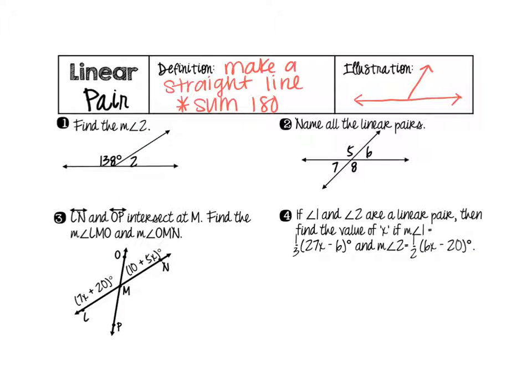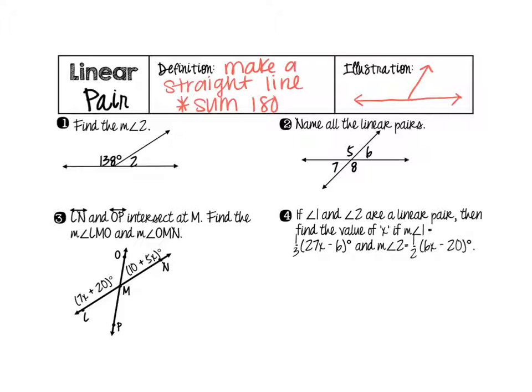Now we're going to look at some linear pairs, and linear pairs are just angles that come together to make a straight line, and they have to have a sum of 180 degrees because a straight line is 180 degrees. So number 1 and number 2 just focus on finding a simple measure and finding the linear pairs. So I want you to try those on your own, and then we'll go over them.